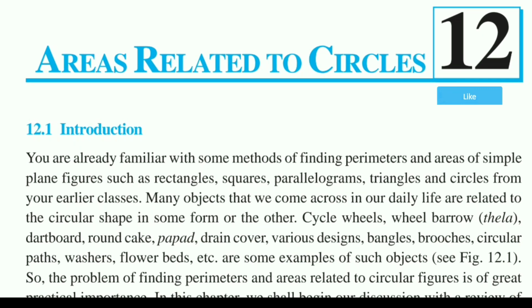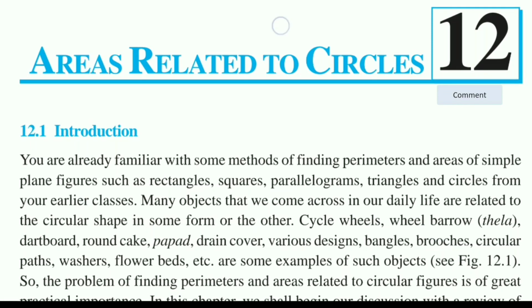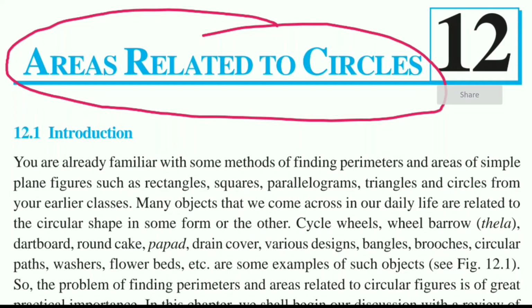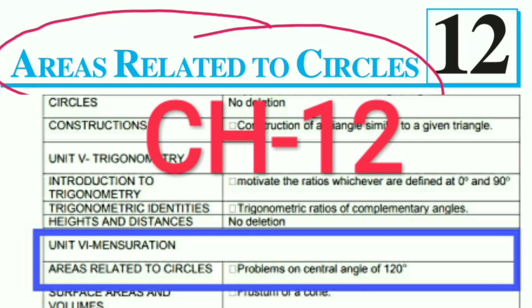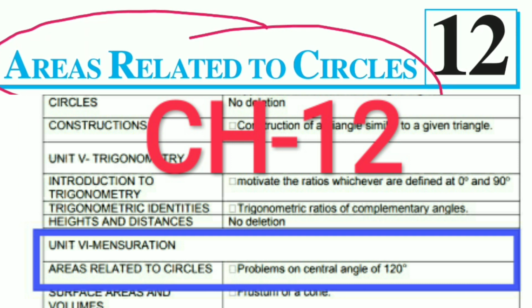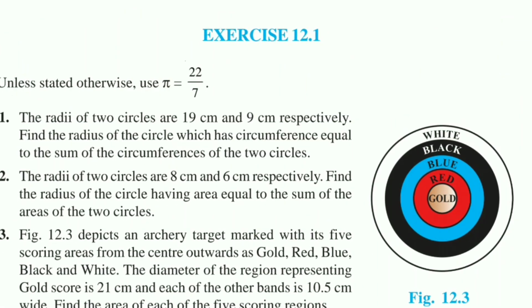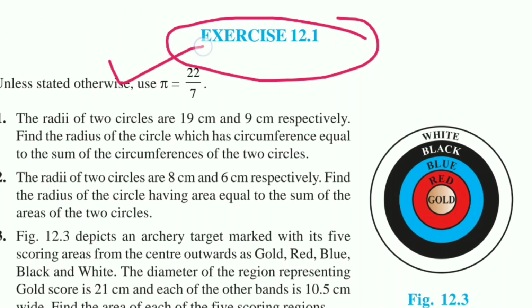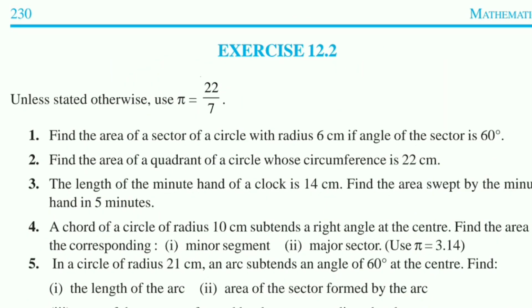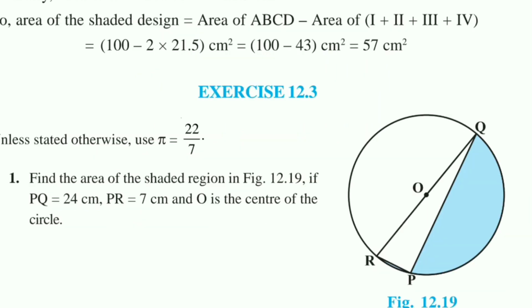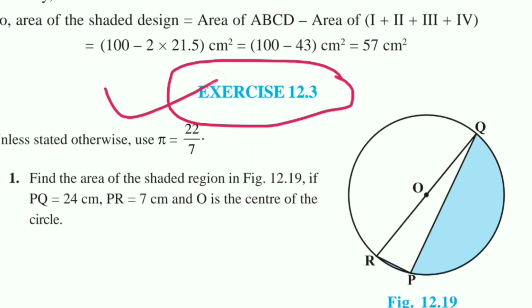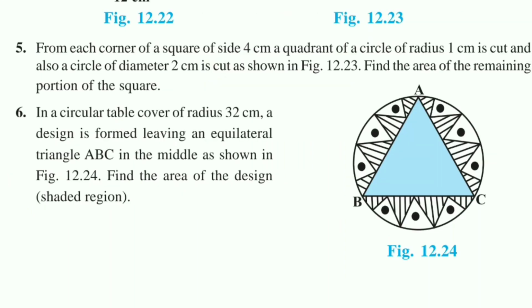If we talk about chapter number 12, that is areas related to circles, only one topic has been removed, that is problems on central angle of 120 degree. It means you have to read exercise 12.1. You have to read exercise 12.2 also. And you have to read exercise 12.3 also. But don't read question number 6.